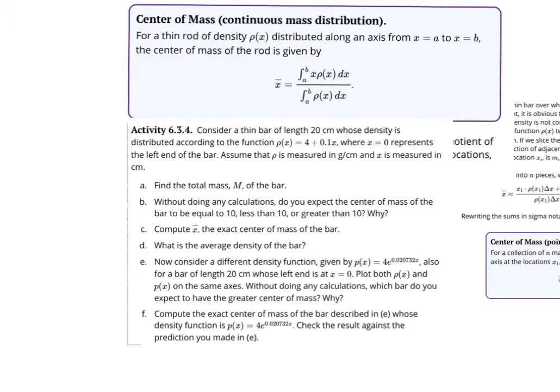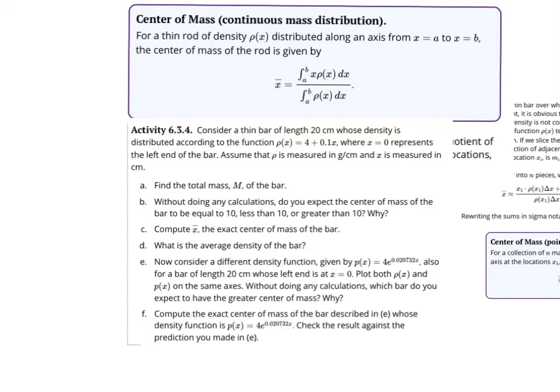Now, how do we figure out what B is? We know A, the left end, is going to be x equals 0, but it says that the length is 20 centimeters, which means our B will be 20. And that's how we'll set up the integral to answer part A.